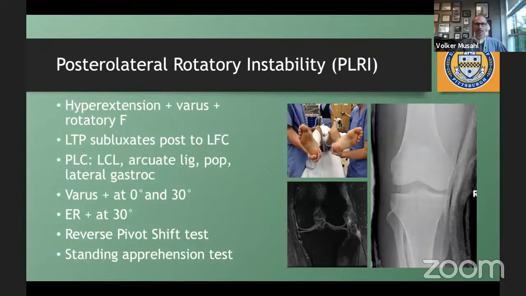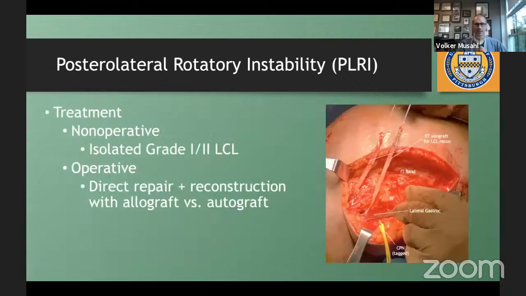Now on the lateral side, the story is slightly different. Here you can see the dial test in this patient on the left side is positive at 30 degrees. If it's also positive at 90 degrees, you're looking at the PCL, so not the topic of this talk. And then on the MRI there, you can see some injury to the LCL, the biceps tendon, and the popliteofibular ligament. Those are the main structures, in addition to the popliteus, that make up the posterolateral corner. Again, the stress fluoroscopy is really helpful. And you can also do the reverse pivot shift test as well as the dial test.